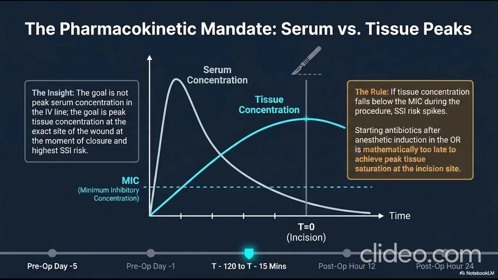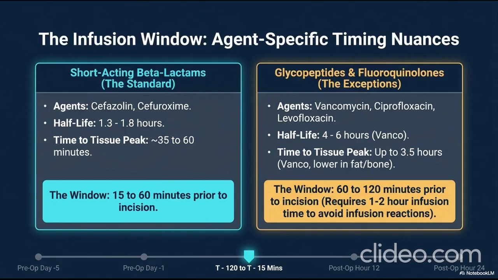Slide 6. Agent-specific infusion windows. Timing is not one-size-fits-all. It is dictated by the agent's half-life. For standard short-acting beta-lactams like cefazolin, the window is tight, 15 to 60 minutes prior to incision. However, for glycopeptides like vancomycin or fluoroquinolones, the window must be expanded to 60 to 120 minutes. These exception agents require longer infusion times to avoid reactions and to allow for their slower distribution into bone and fatty tissues.